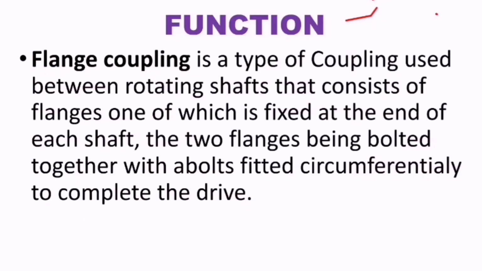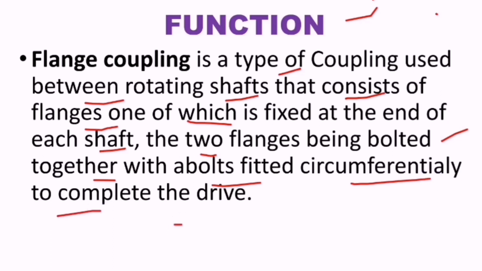Function of the flange coupling. It is a type of coupling used between rotating shafts that consists of flanges, one of which is fixed at the end of each shaft. The two flanges are bolted together with bolts fitted circumferentially to complete the drive.